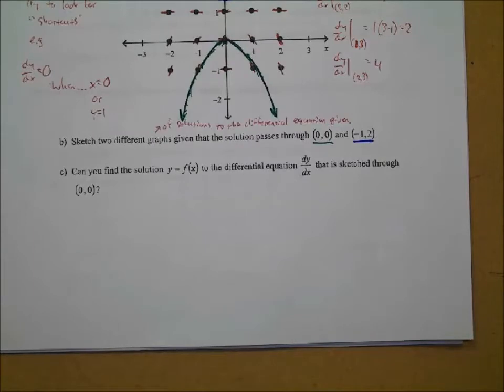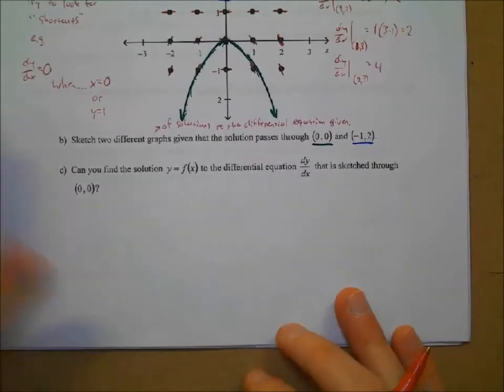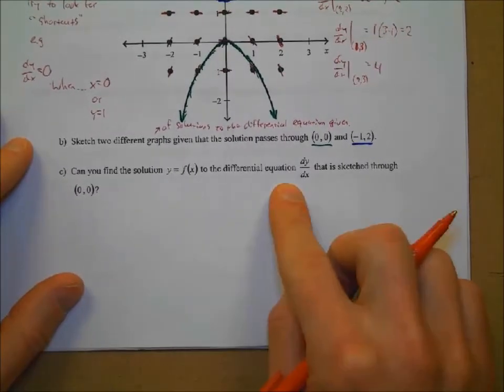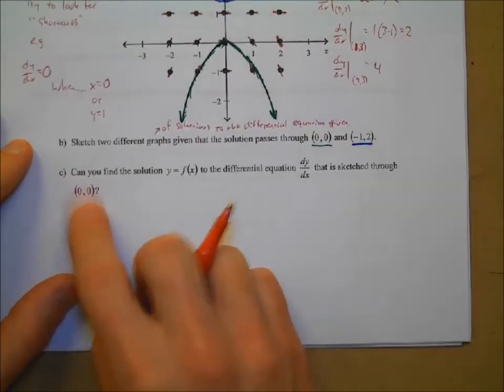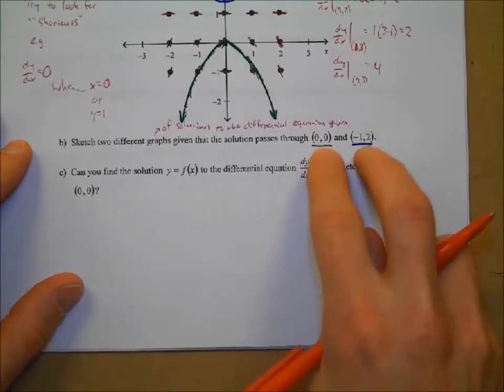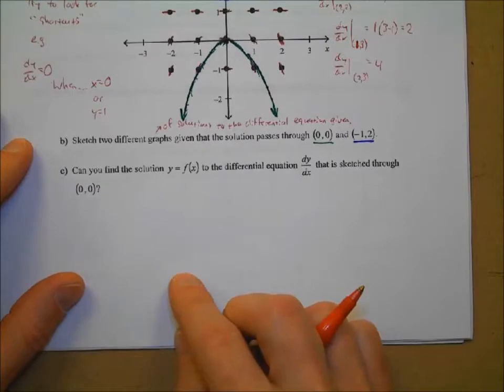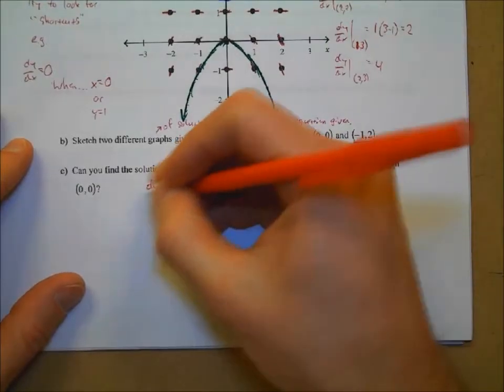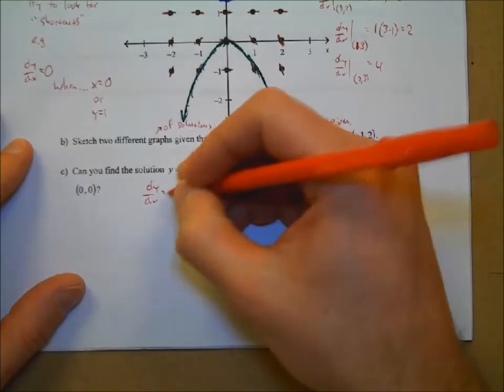Okay, so letter C, now let's actually see if we can find the solution to the differential equation dy/dx that is sketched through (0, 0). We had 2 different solutions here we were considering. Now we'll find the actual one through (0, 0). So dy/dx equals x times (y minus 1).